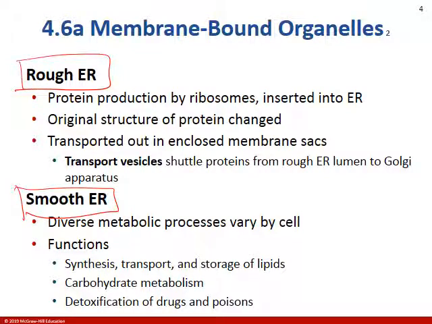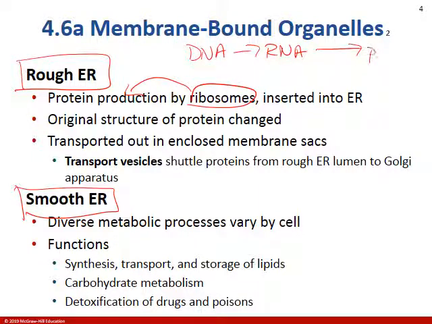So the rough ER has ribosomes that are involved with protein production. So remember, we have DNA and it gets copied into RNA, and then that RNA gets processed into an amino acid code that eventually becomes a protein. So for this process from RNA to protein, you need ribosomes to do the job. So this is kind of the site of protein production.